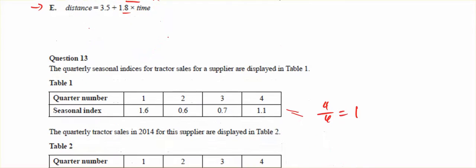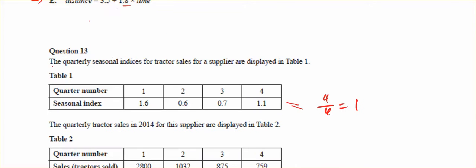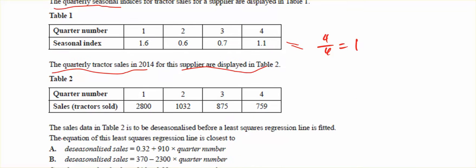Now, question 13 asks you to find the quarterly seasonal index for the tractor sales supplied in table 1. Now, the quarterly tractor sales in 2004 are displayed in table 2. Okay. Now, read the question very carefully. It says the data in table 2 is to be deseasonalized before doing the least squares regression line. So don't go happily doing the regression line on this data straight away, because we need to use the deseasonalized data.